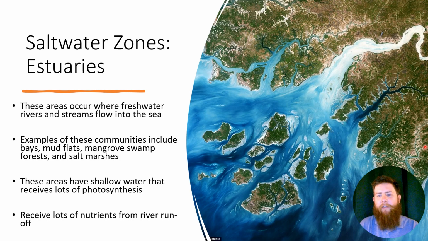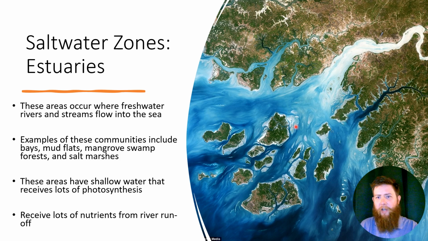The last saltwater area we're going to talk about is estuaries, where we have freshwater streams flowing into the sea or the ocean or some kind of marine body. Examples of these include bays, mudflats, mangrove swamps, deltas, and salt marshes. All of these are areas where you have freshwater and saltwater mixing.